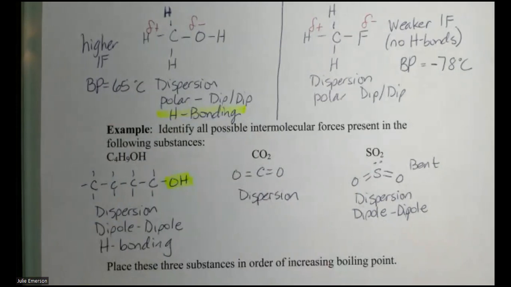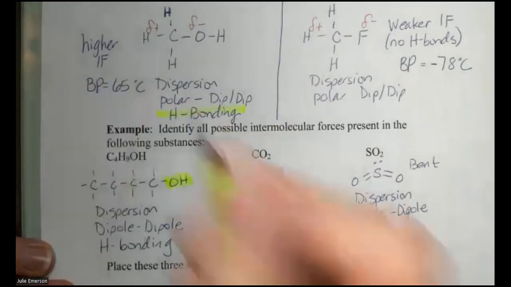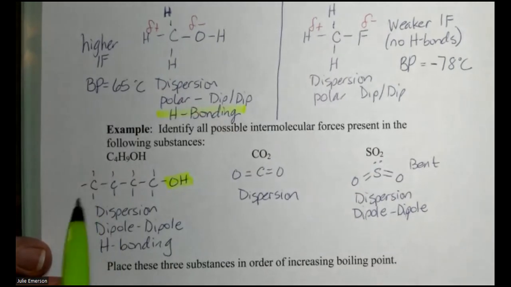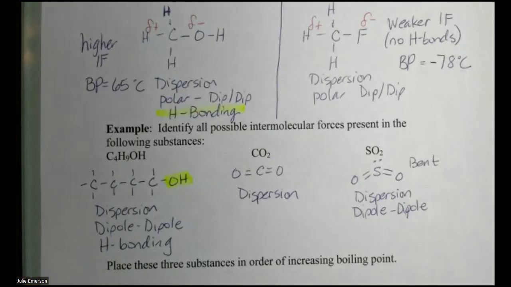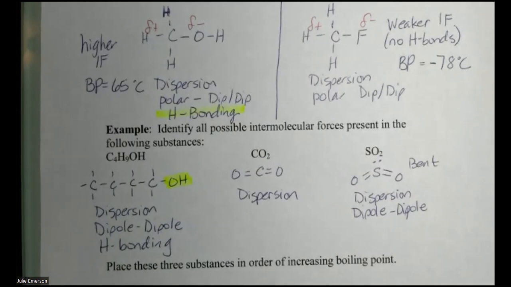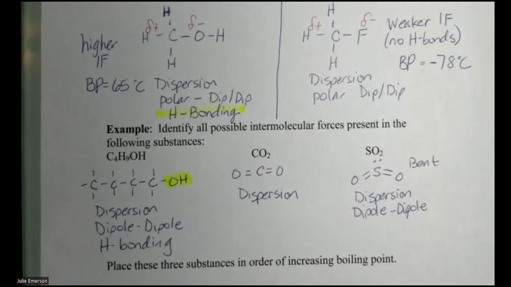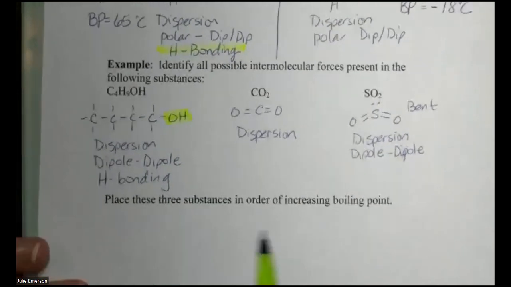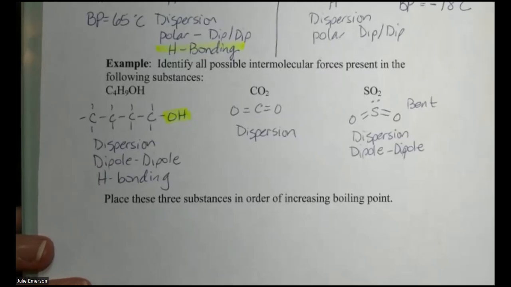All right. And again, everything attached to the carbon, I just drew the little lines because what you do in organic, because you get tired of writing hydrogen. These are all hydrogens that are attached. All right, so we identified all the possible intermolecular forces. Now let's put them in order of increasing boiling point.